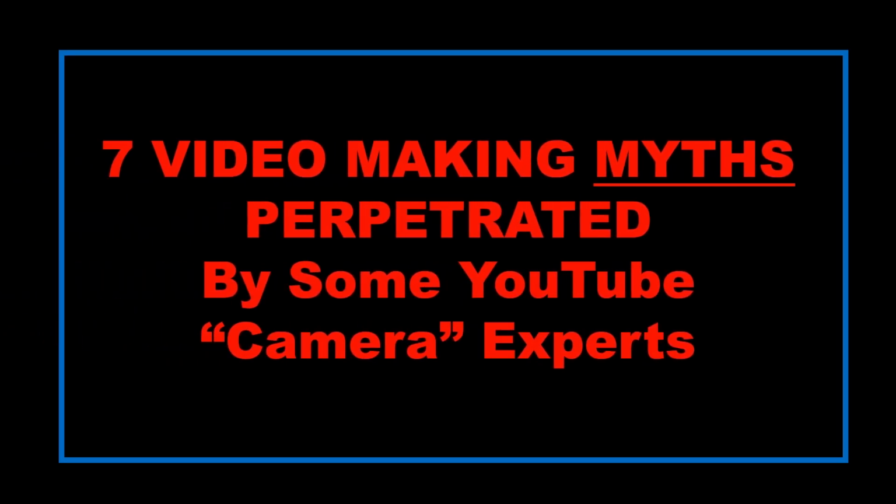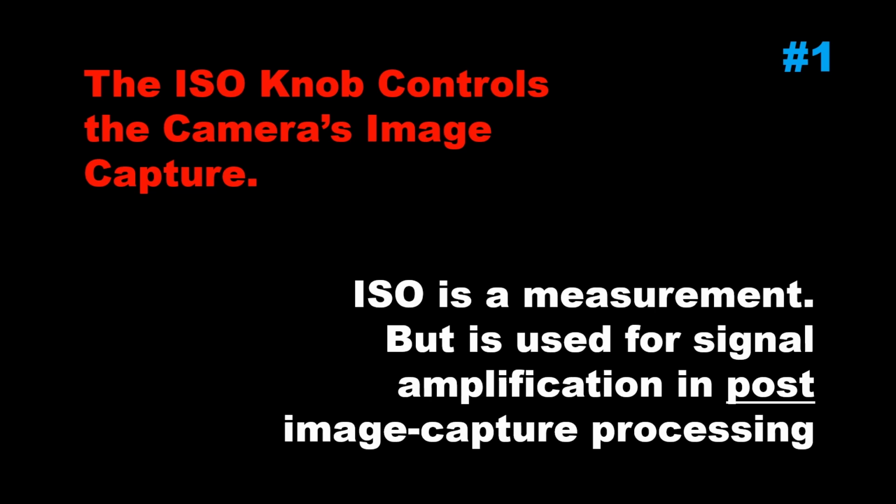Okay, here are the 7 video making myths perpetrated by some YouTube camera experts. Number 1, that the ISO knob controls the camera's image capture. It does not. ISO is a measurement. 100 ISO means that the camera is at its maximum ability to capture image saturation, whatever. But it is used for signal amplification and post-image capture processing. Again, it's a measurement, and the measurement is used for later amplification.